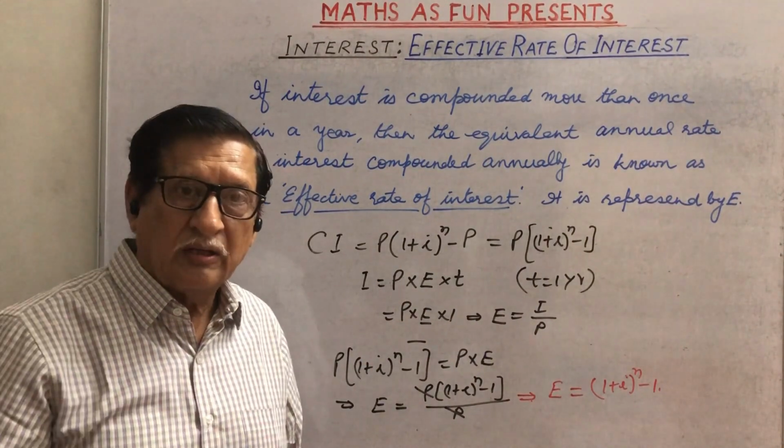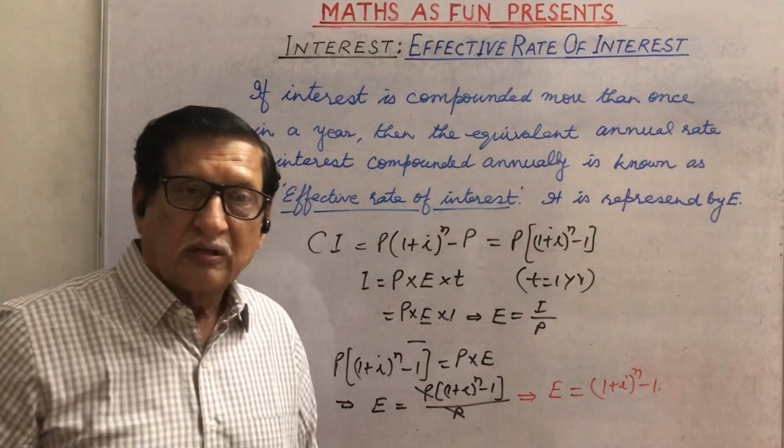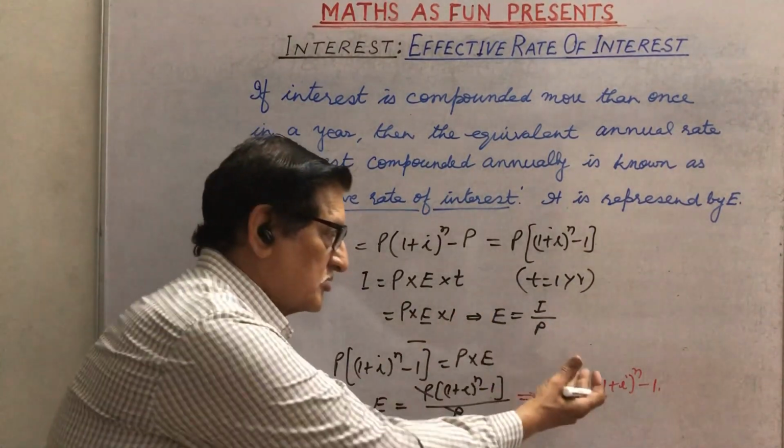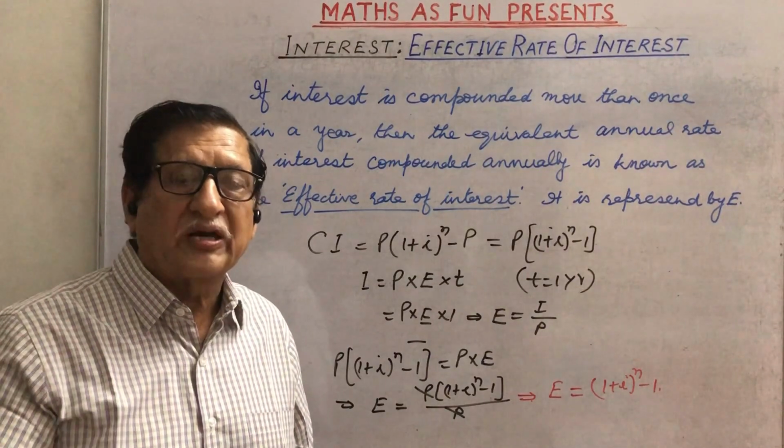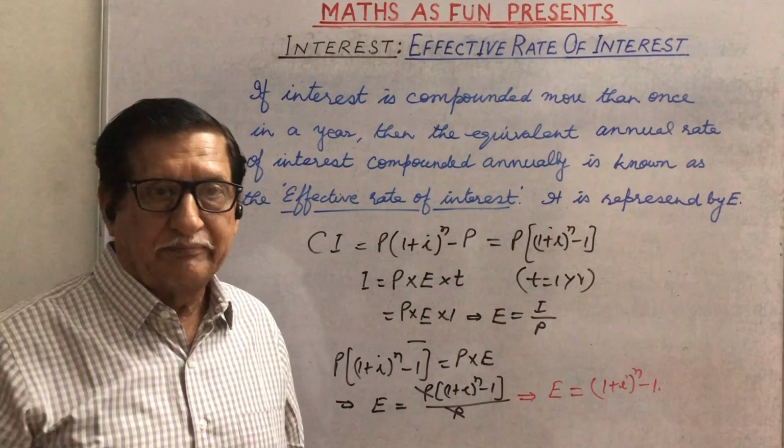It may be quarterly, then n is 4. If it is half yearly, then it is 2, and so on. Now we'll discuss some examples based on the same.